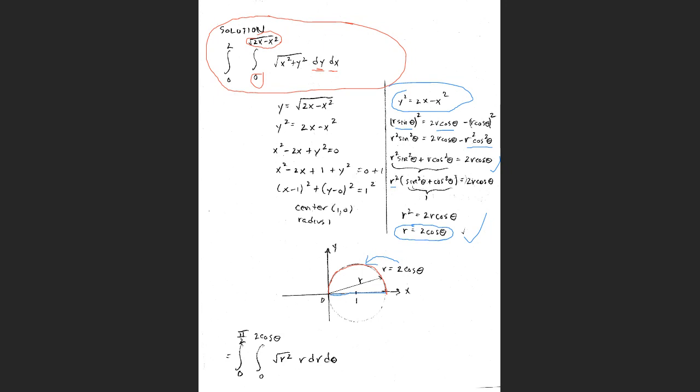And the double integral would then be equal to this double integral. I drew a radius out from the origin to the rim function, r equals 2 cosine theta. So the radius goes from 0 to 2 cosine theta, and theta goes from 0 to 90 degrees.